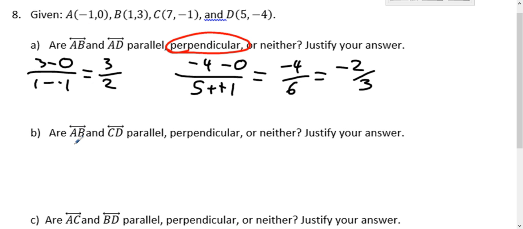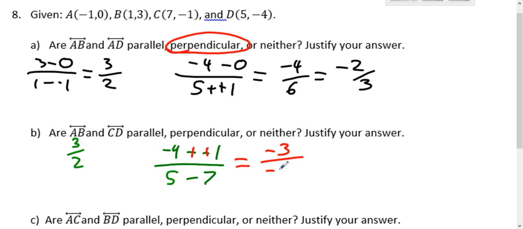We already know the slope of AB, so I'm just going to write that right here. We already used it. Now to find the slope of CD, we would take the D coordinates minus C coordinates. So negative 4 minus negative 1 over 5 minus 7. So that's negative 3 over negative 2, or positive 3/2. Those are the exact same slopes, so they are parallel.